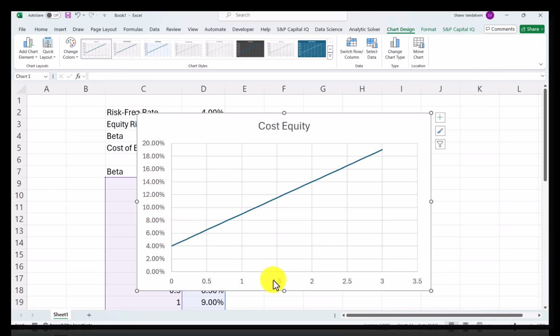And for any beta, which is the values along here on the x-axis, we can find the required rate of return, or the cost of equity for the firm, given that beta. So, for example, at 2.5, I can go up here and I can see my cost of equity is going to be 16.5%. And at 3, it's going to be 19%. Okay? So this is the security market line.